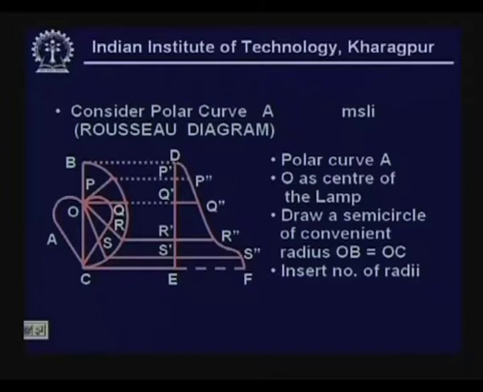Like here, we have a polar curve given for a lamp marked curve A. Incidentally, the lamp is placed at the point O, and the curve takes the shape of a heart. So, now in order to get the mean spherical luminous intensity, what we do is we construct what is called a Rousseau diagram. How do we go about it?